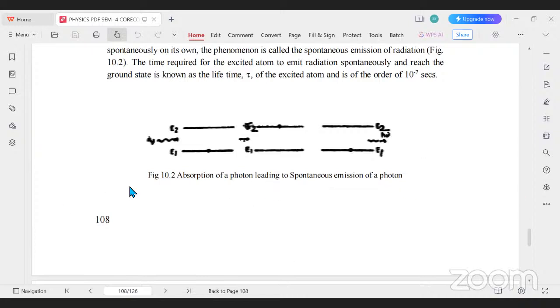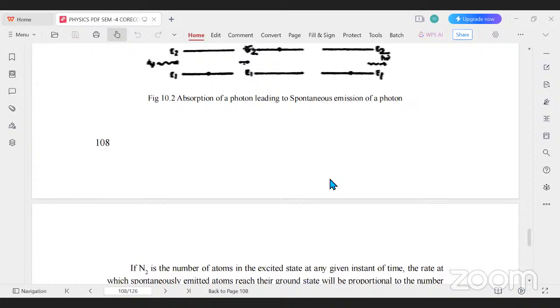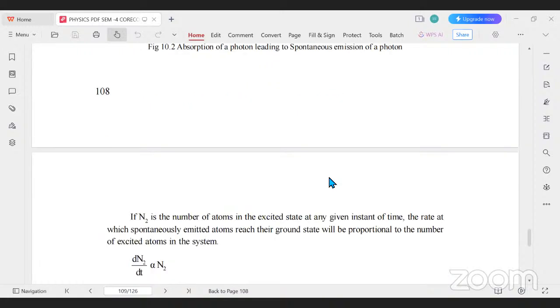How is it? When light falls on an electron, or a glass material, or a crystal, the energy coming out as light is nothing but a photon. If N2 is the number of atoms in the excited state at any given instant of time, the rate at which spontaneously emitted atoms reach their ground state will be proportional to the number of excited atoms in the system.